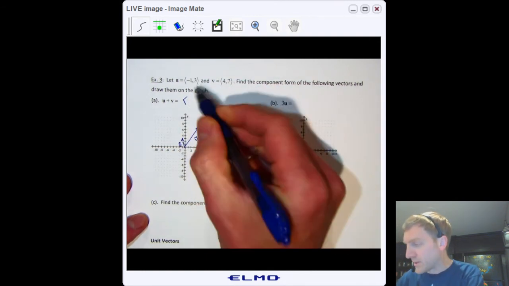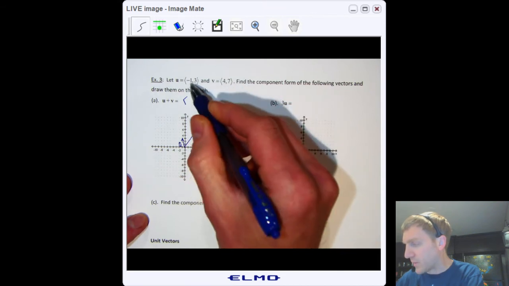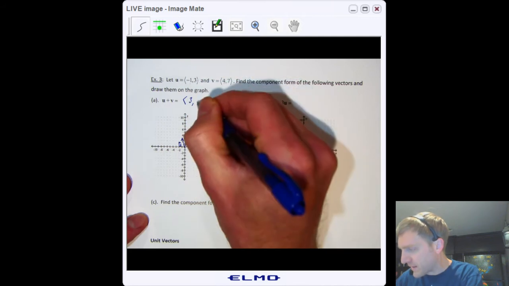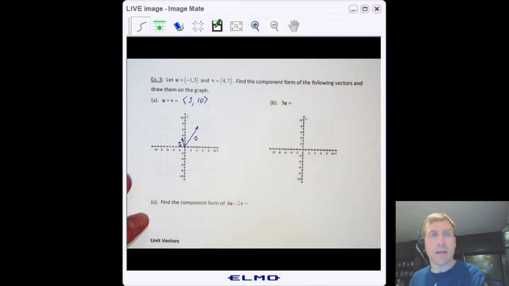Okay. Mathematically, what are we doing? Simply add the x components, add the y components. So negative 1 plus 4 is 3. 3 plus 7 is 10. So you should end up with the vector 3 comma 10.